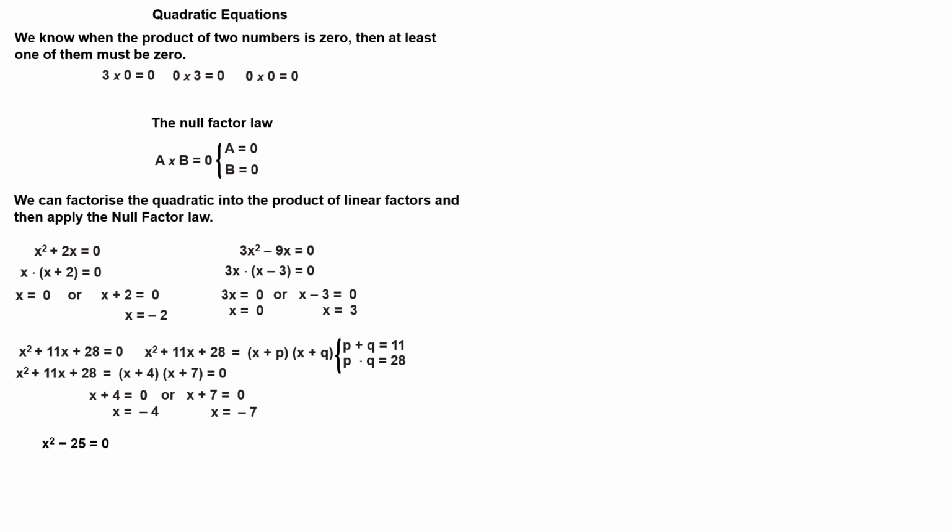You should remember the pattern for the difference of two squares. Equations like this have the difference of squares on the left-hand side of the equal sign. So we have to convert the difference into a product and then apply the null factor law. x plus 5 is 0 or x minus 5 is 0. x is minus 5 or x is 5.